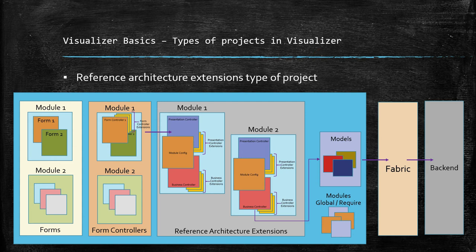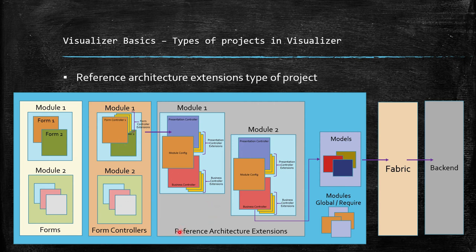In the reference architecture extensions type of project, as you can see here, the first block from the left, which indicates the forms, you can group all the forms related to a particular functionality that you are implementing inside your application. And similar to the reference architecture type of project, in the reference architecture extensions type of project as well, you will have form controllers corresponding to each form that you have inside your application, so that the functionality related to a particular form, you will be implementing in a particular form controller.